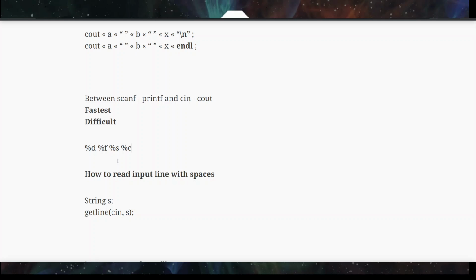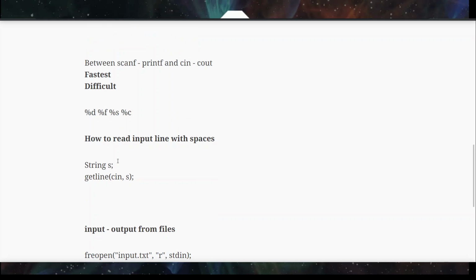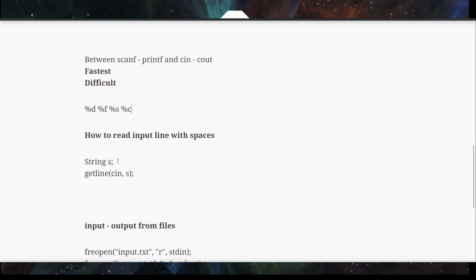It is more difficult because if you want to take a float value then you always need to declare %f. If you want to take an int then you need to put %d. So this is the more complicated part, but if you want the fastest approach then you can go with scanf and printf, otherwise you can stick with cin and cout.